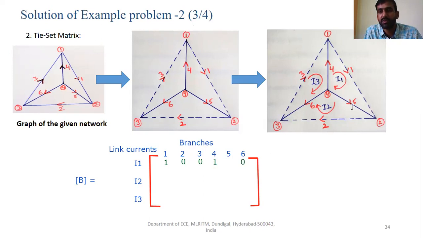What about branch number 5? If you consider branch number 5, you can see the direction is this way, so these both are in opposite. If both are opposite, the element is going to be equal to -1. So with respect to loop 1, we have done it.